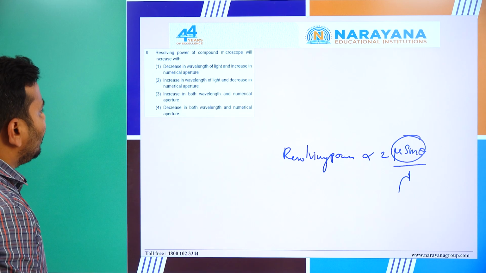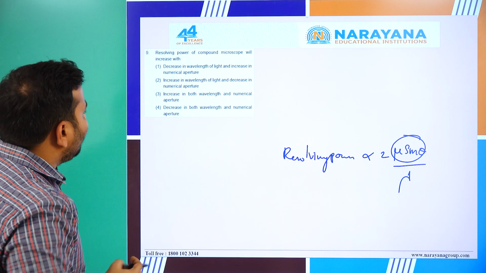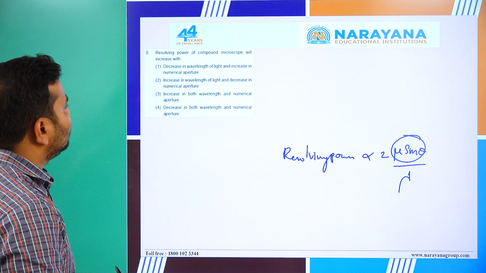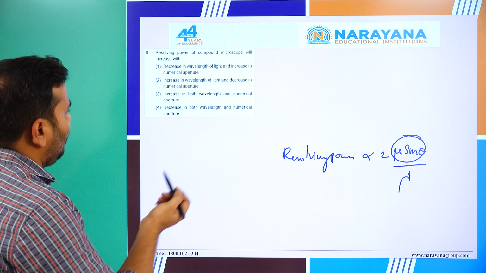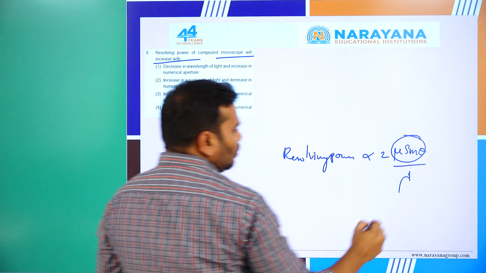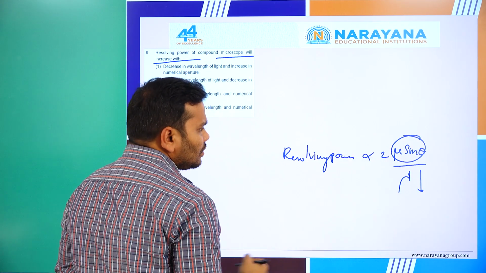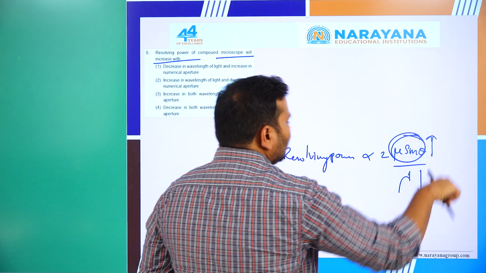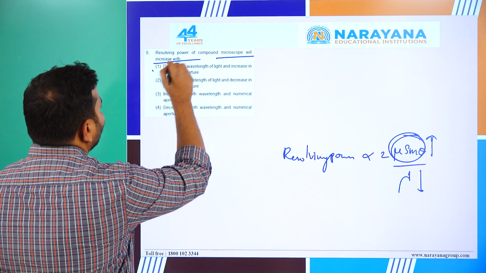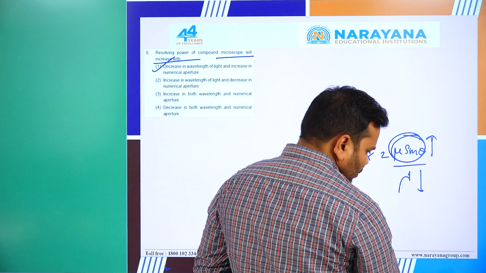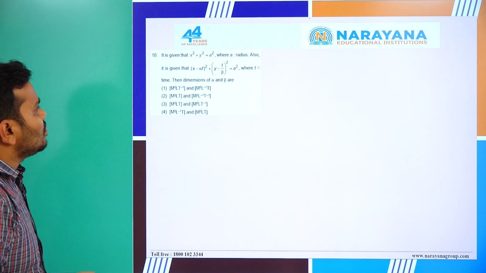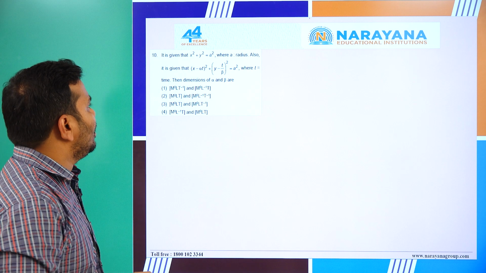The first option is decrease in wavelength of the light and increase in numerical aperture. The resolving power of the compound microscope will increase in what situations? If you decrease the wavelength, obviously resolving power will increase, and if you increase the numerical aperture, then also resolving power will increase. So decrease in wavelength of the light and increase in numerical aperture. Next, done. Let us go for another question. Here it is given that this is a question from dimensional analysis.